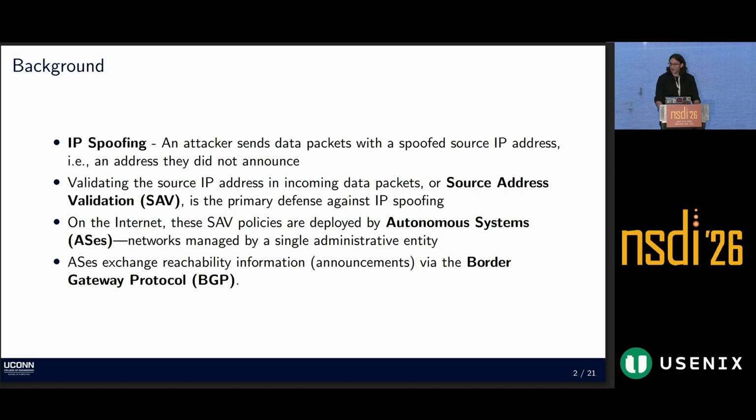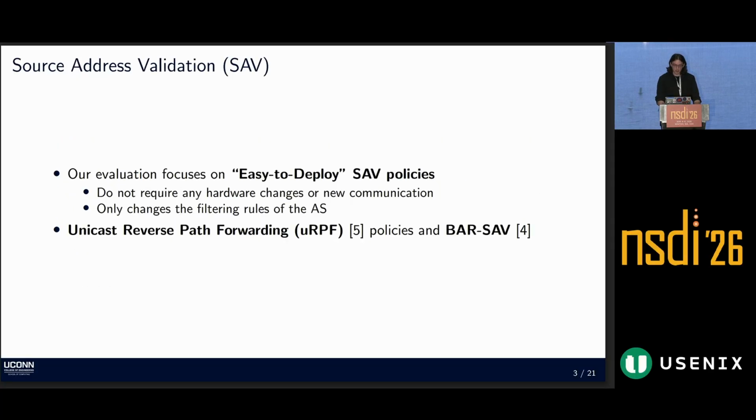On the internet, SAV policies are deployed at autonomous systems, or ASs, which are networks managed by a single administrative entity, such as your internet service provider. These ASs exchange reachability information via the Border Gateway Protocol. For the SAV policies we evaluate in this work, they use these BGP announcements to construct their filtering list for incoming data packets. We focus our evaluation on easy-to-deploy policies, meaning they don't require any additional communication between ASs or hardware changes. They just require changing the local filtering rules of the AS.